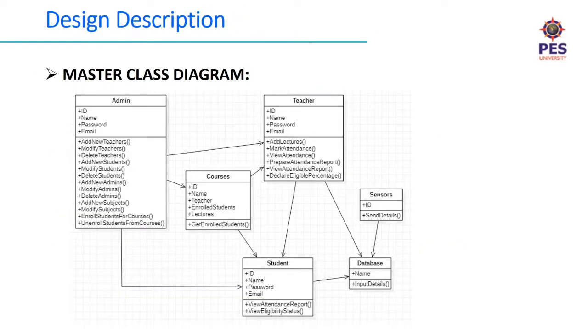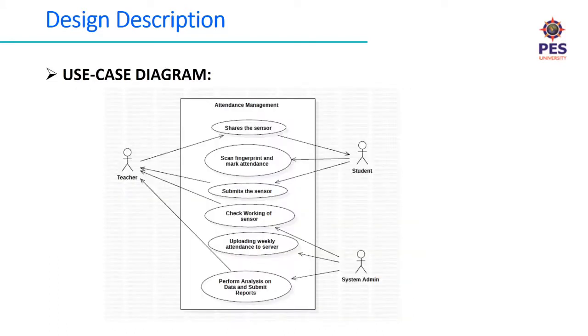This is the master class diagram for the entire system. Here you have different classes for different aspects and the different functions entailing each of the different classes. And this is the use case diagram.